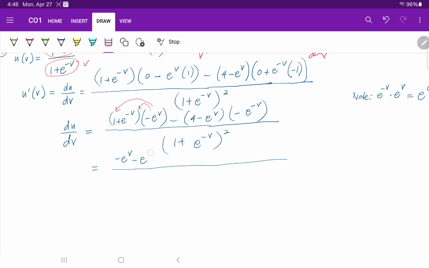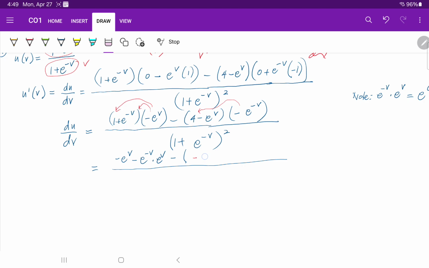Minus e to the negative v times e to the v. Okay, again, 1 times negative e to the v is negative e to the v. Then we multiply e to the negative v by e to the v. Then, minus. Okay, we multiply these two. So, distribute it here. So, we get what? Negative 4, because negative times positive. So, negative 4. Hold on.